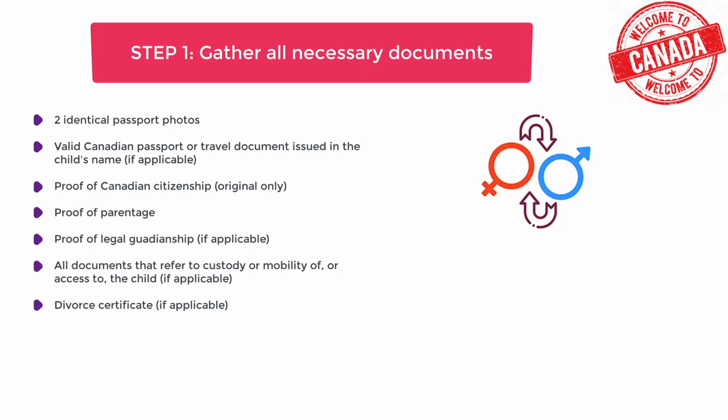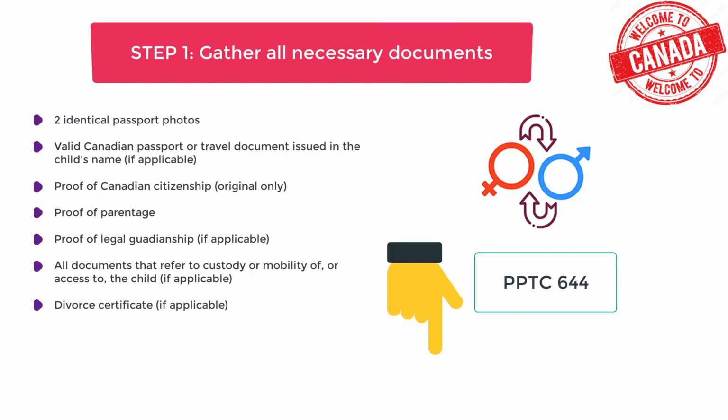If your child's proof of Canadian citizenship doesn't have a sex field, and the gender identifier isn't supported by their previous passport, you need to submit a completed request, sex or gender identifier, child under 16 years old PPTC 644 form. The link is in the description below.